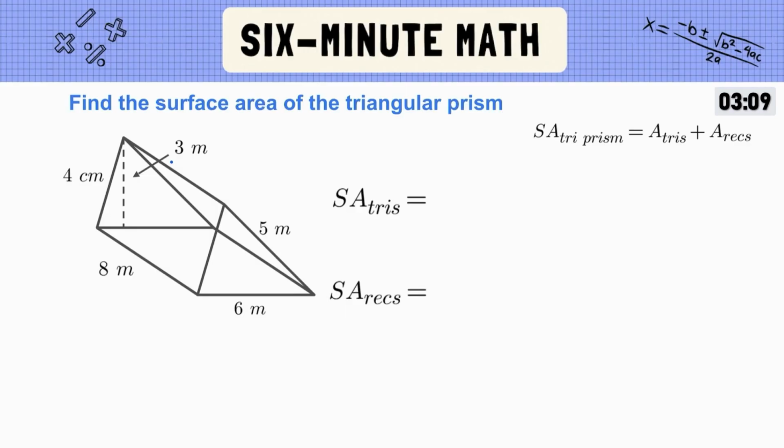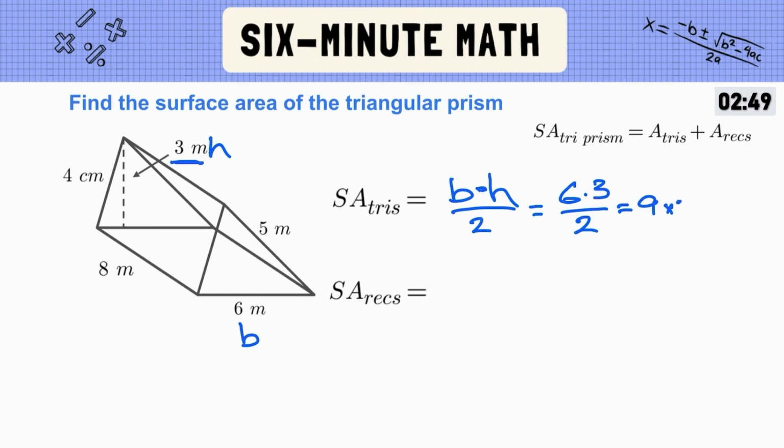We have a height of 3 and a base of 6. So we go base times height divided by 2. That would be 6 times 3 divided by 2. That is equal to 9. And there's 2 triangles, so I'm going to multiply that by 2 for 18.